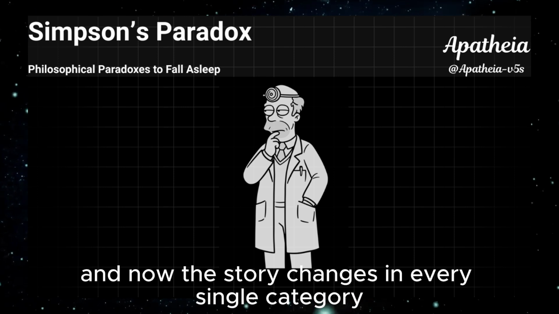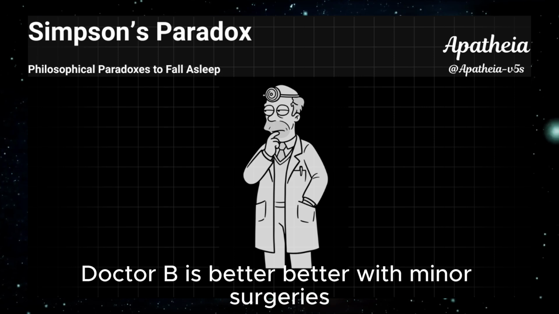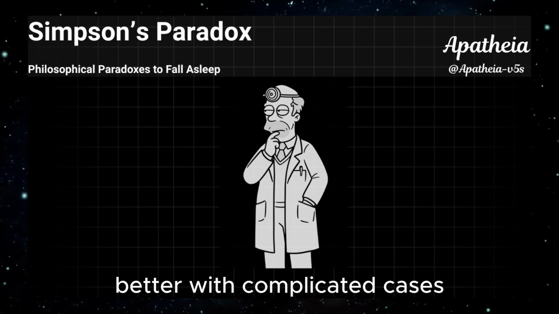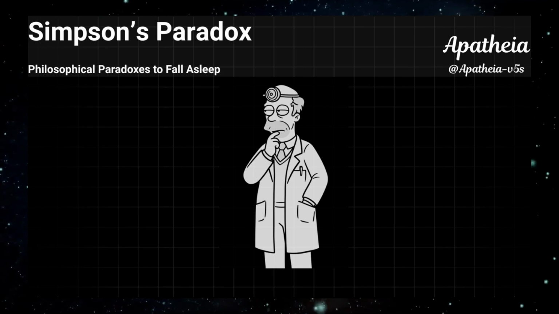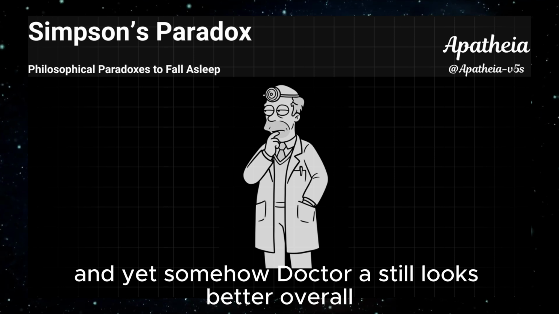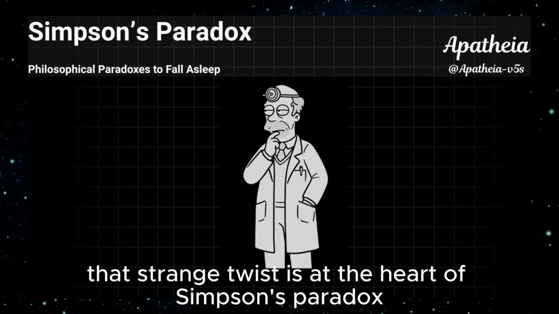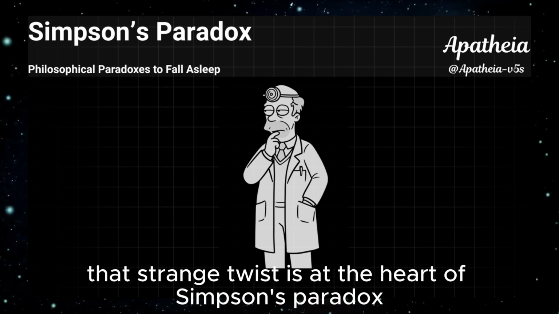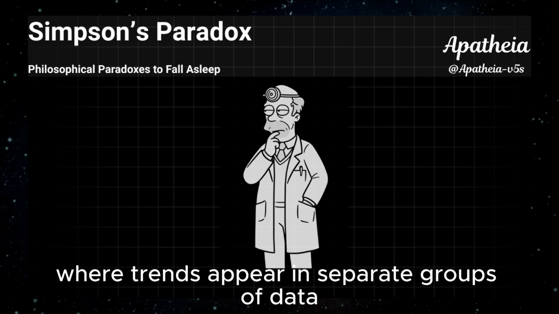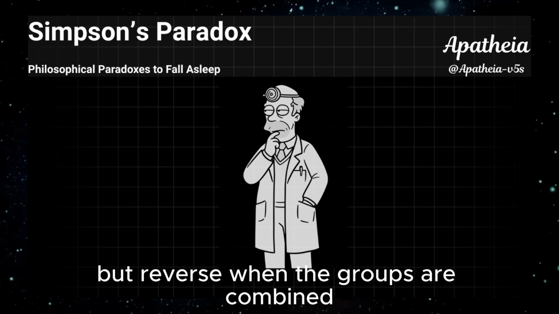In every single category, Dr. B is better. Better with minor surgeries, better with complicated cases, better across the board. And yet somehow Dr. A still looks better overall. How is that possible? That strange twist is at the heart of Simpson's Paradox, a phenomenon where trends appear in separate groups of data, but reverse when the groups are combined.